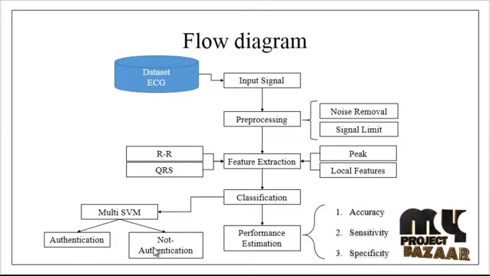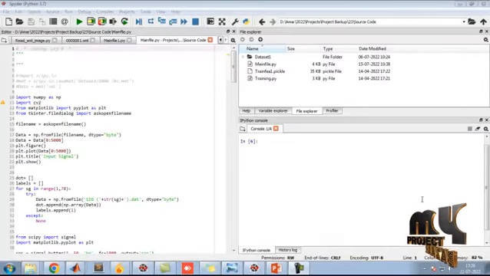After the classification, we move to the final stage of the project, that is the performance estimation. In this performance estimation, we have three kinds of performance parameters: accuracy, sensitivity and specificity. By using these three parameters, we can justify whether our process is efficient or not. Now we are going to discuss the running procedure of the process.